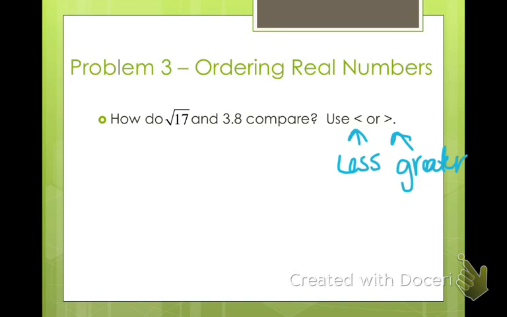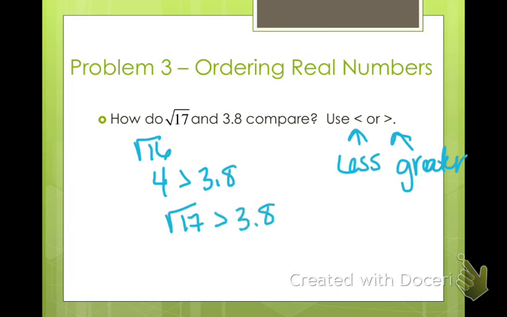Alright, so let's take an approximation. The square root of 17 is close to what perfect square? How about the square root of 16? What's the square root of 16? 4. How do 4 and 3.8 compare? Well, 4 is obviously greater than 3.8. So then can we rightfully assume that the square root of 17 is greater than 3.8? I would think so, since it's even larger.